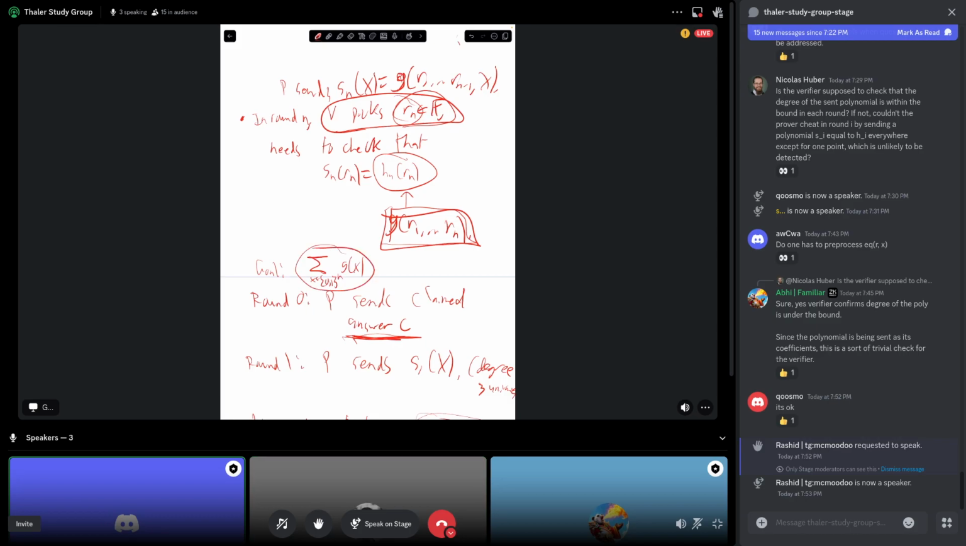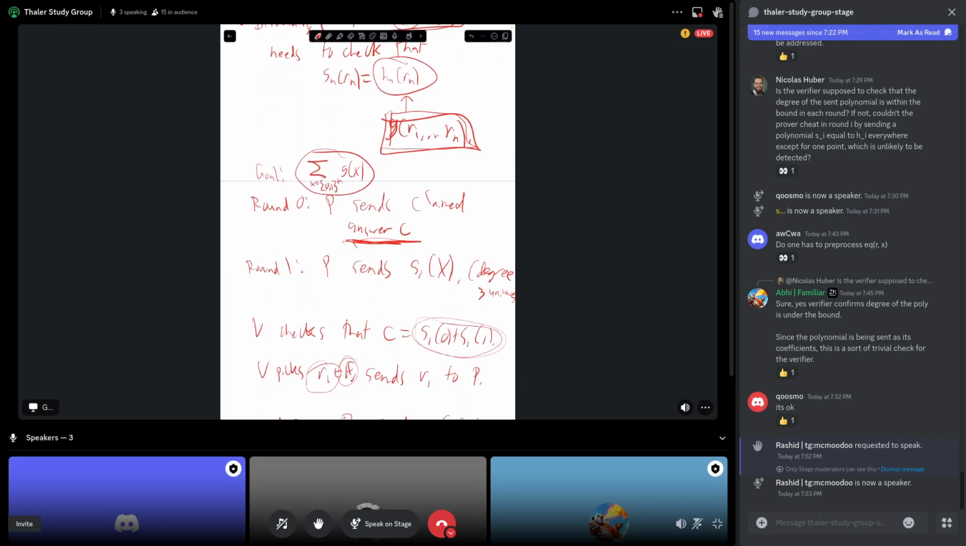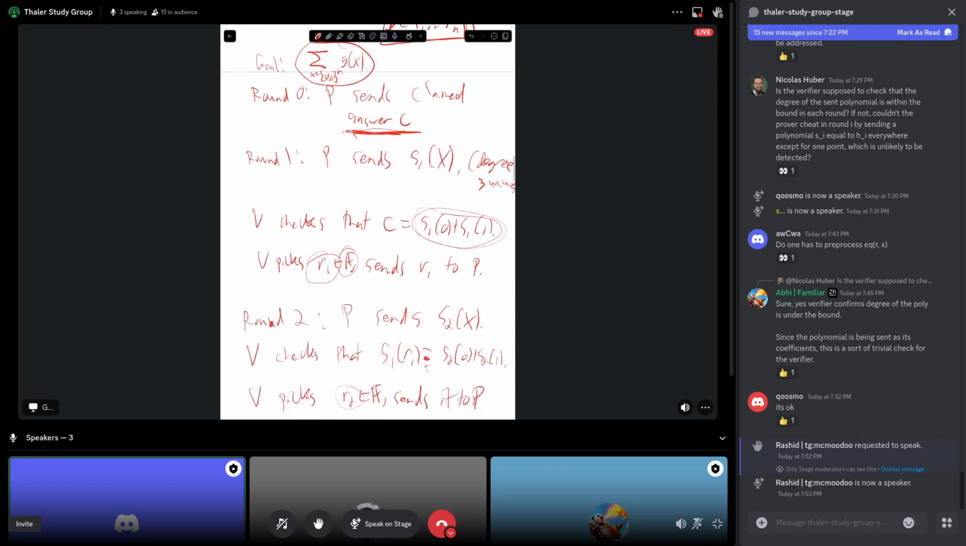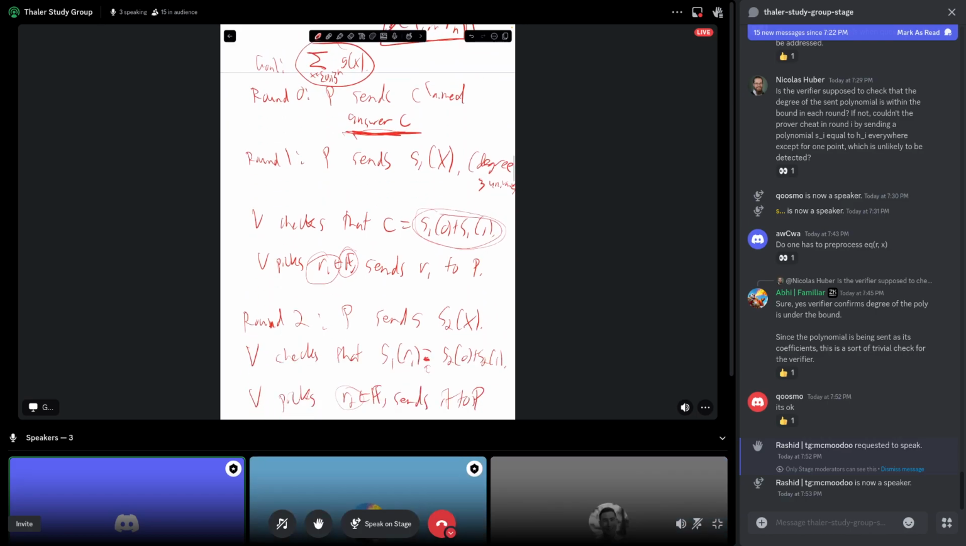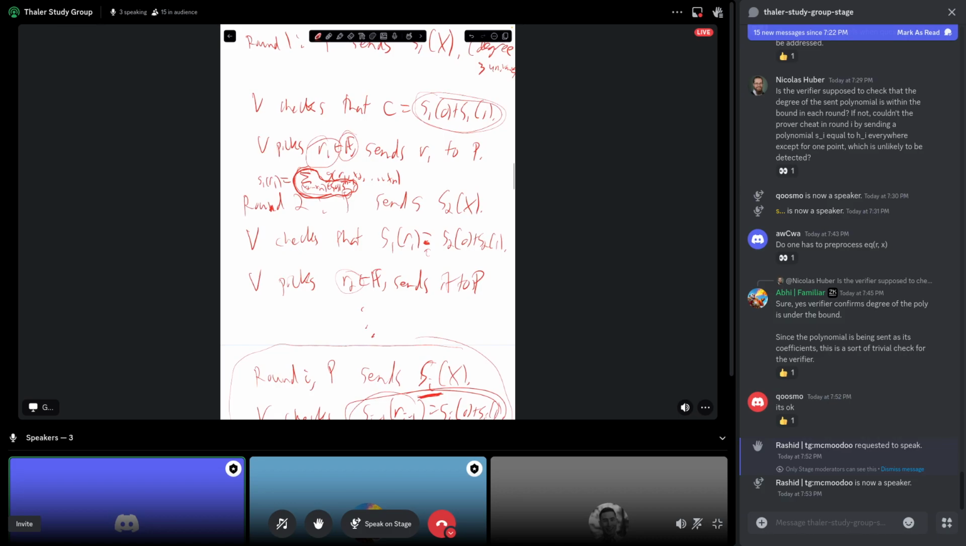Yeah, so the original claim involves 2 to the n terms. Now, at the end of round 1, the prover is left with a claim. The claim is that S1 of R1 equals the sum over x2 to xn in {0,1}^(n-1) of g of R1, x2, up to xn. So the whole point of the first round was to get one variable out of the sum that the prover is making a claim about.